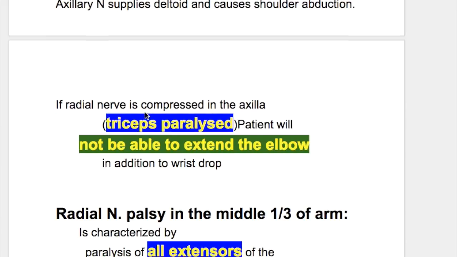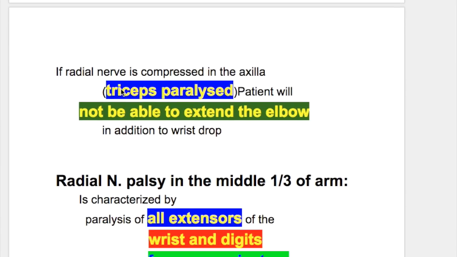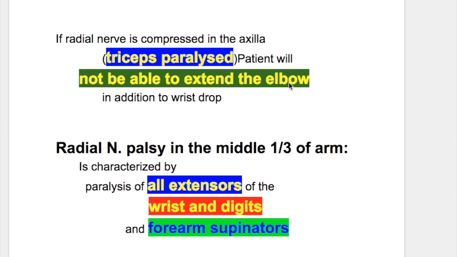If radial nerve is compressed in axilla, then triceps is also paralyzed, so patient will not be able to extend the elbow in addition to wrist drop. So wrist drop and inability to extend the elbow if radial nerve is compressed in axilla.